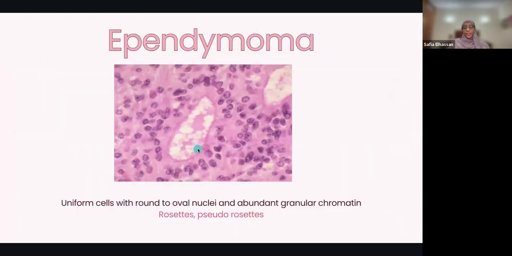So here, can you guys see the rosette and the pseudo-rosette shape? Basically, it's a ring of tumor cells that surrounds a lumen in the center. So when it comes to perivascular pseudo-rosettes, it would surround a blood vessel. And when it comes to true rosettes, it would surround an empty lumen. Also, the cells are uniform, so they all kind of have the same shape with round to oval nuclei and abundant granular chromatin.